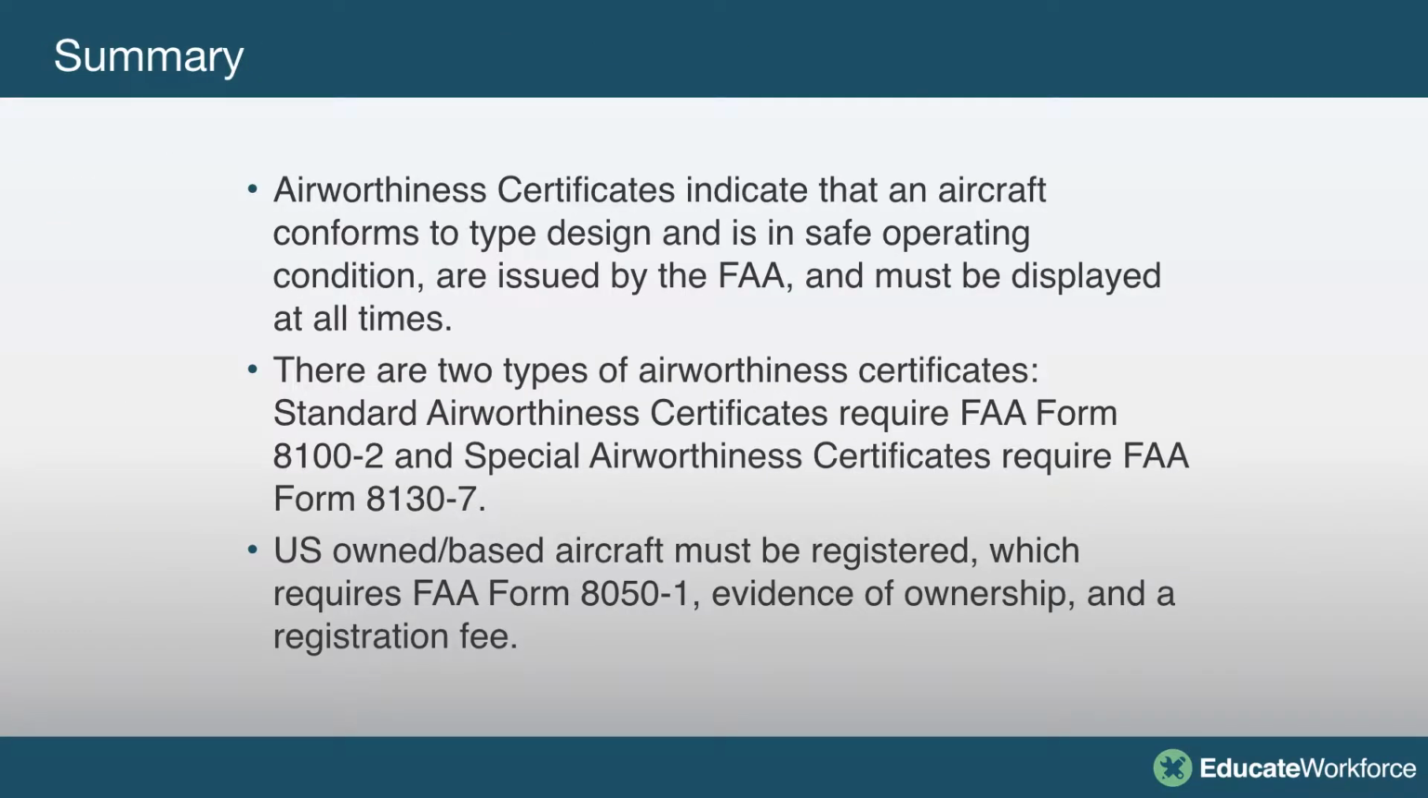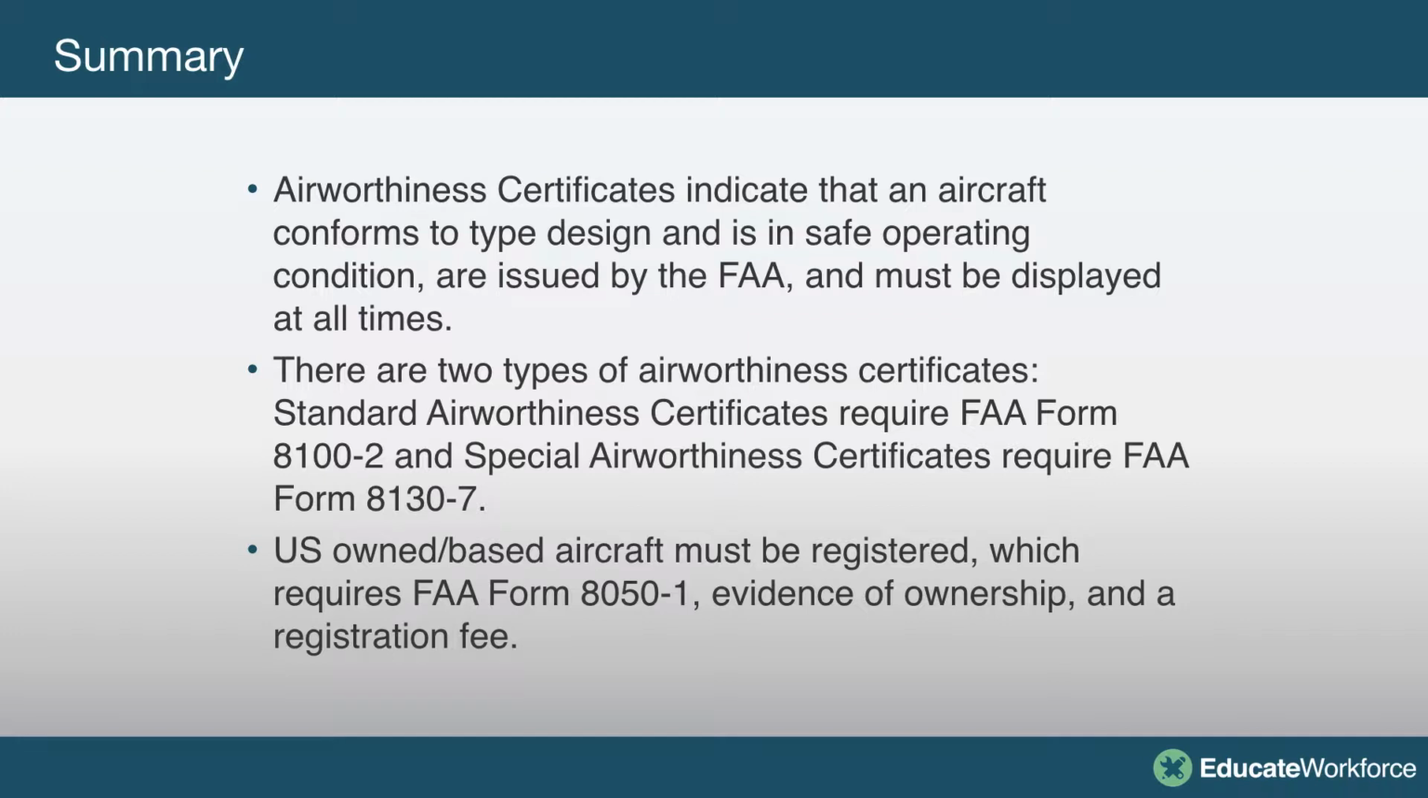Airworthiness certificates indicate an aircraft conforms to its type design and is in safe operating condition. They're issued by the FAA and must be displayed on the aircraft at all times. There are two types of airworthiness certificates: the standard certificate, which requires an FAA Form 8100-2, and a special airworthiness certificate, which requires an FAA Form 8130-7.